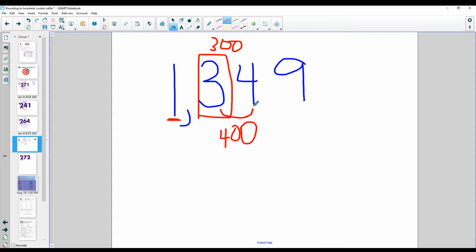So we look next door. Look at this. This one is 4 or less. So this number rounded to the nearest 100 is 1,300. Notice everything behind it changes to zeros, and this number we let it rest because 4 or less, let it rest. We always look behind the number we're rounding.